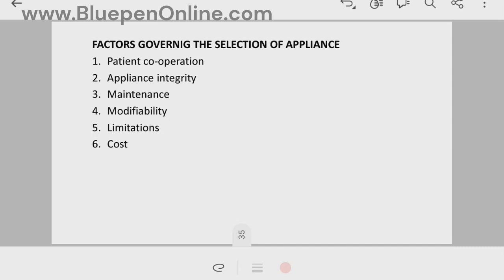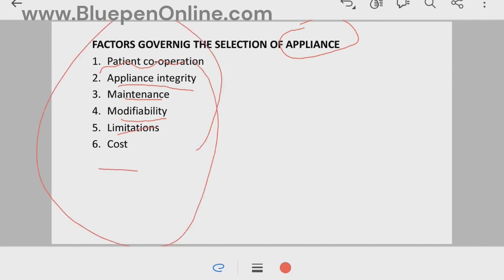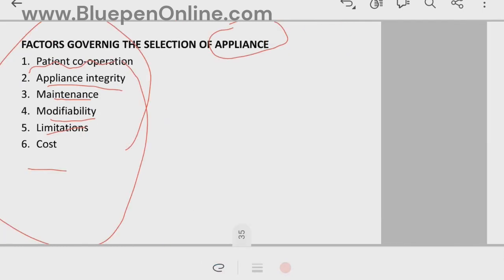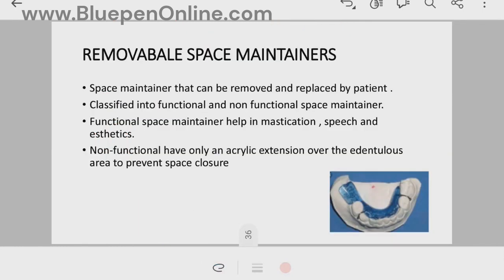Now, factors governing the selection of the appliance. First and most important, patient cooperation should be there, for sure. Then appliance integrity, maintenance, modifiability, limitations and costs. These are some factors that should be taken care of. Now coming to the next slide, starting with the removable space maintainers.